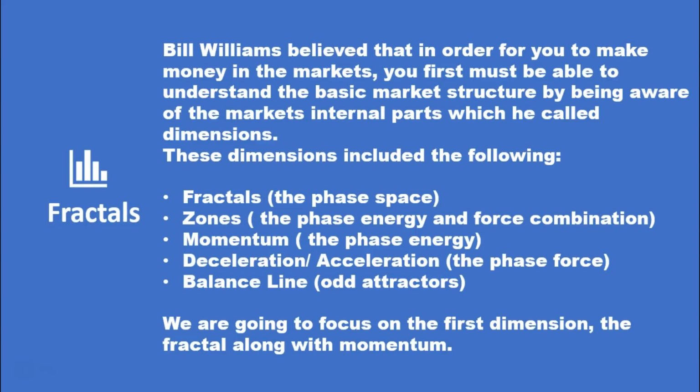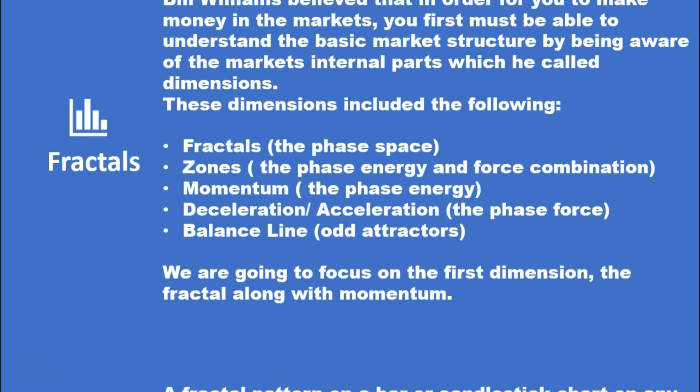Bill Williams believed that in order for you to make money in the markets, you first must be able to understand the basic market structure by being aware of the market's internal parts, which he called dimensions. These dimensions include the following: fractals, which were the phase space; zones, which were the phase energy and force combination; momentum, which is the phase energy; deceleration, acceleration, which is the phase force; and the balance line, which is the odd attractors. So we're going to focus on the first dimension, the fractal, along with the momentum.